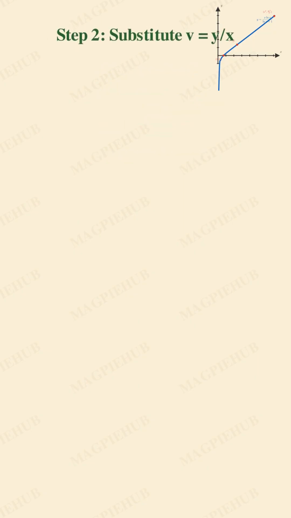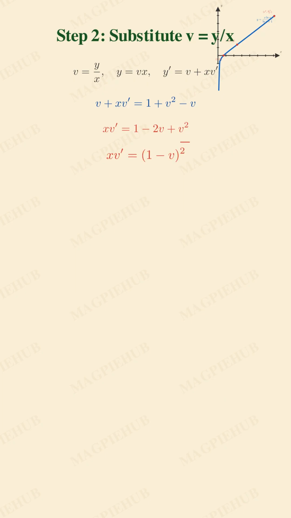Step 2, we substitute v equals y over x, so y equals vx and y prime equals v plus x v prime. Substituting into our equation, v plus x v prime equals 1 plus v squared minus v. Simplifying, x v prime equals 1 minus 2v plus v squared, which factors beautifully as 1 minus v, whole squared.